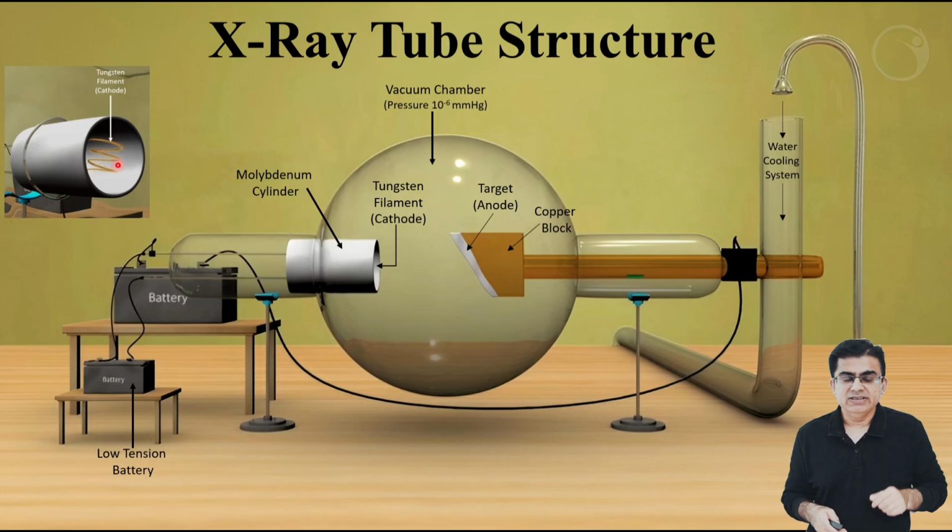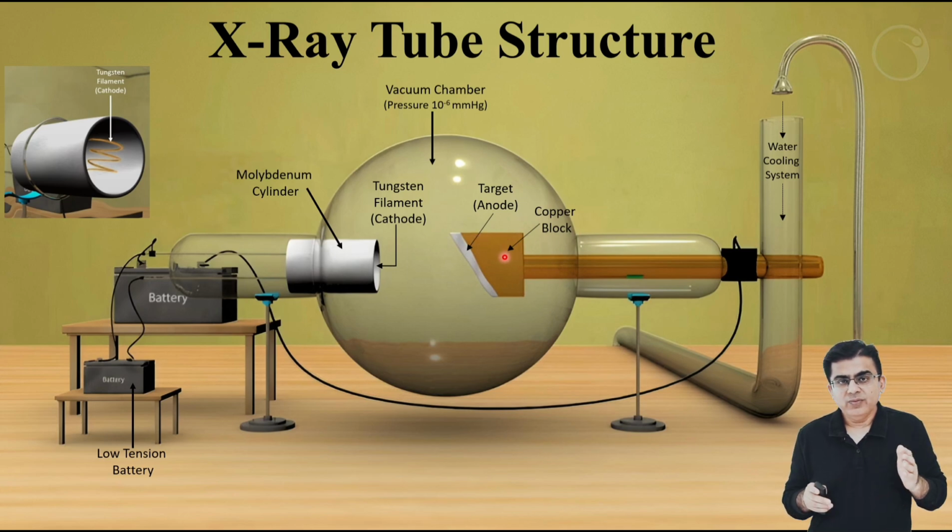Now look at the center of the diagram. You are seeing the positive electrode here. This white color. This is called the anode. Anode contains the target material. The target is made up of a metal with a high atomic weight. The target is generally made of a small piece of tungsten. Tungsten, remember this. This target is securely embedded directly into a large thick copper block. See this brown color thick block.